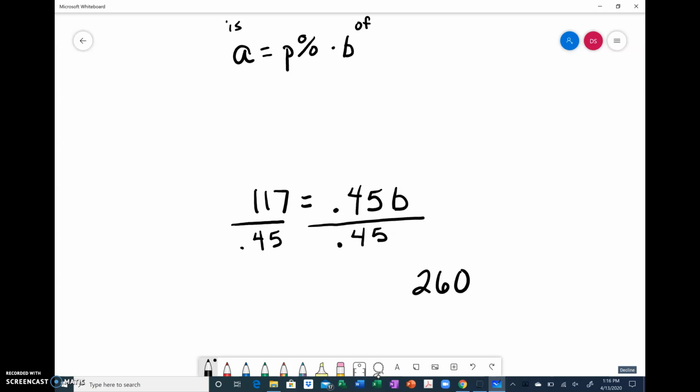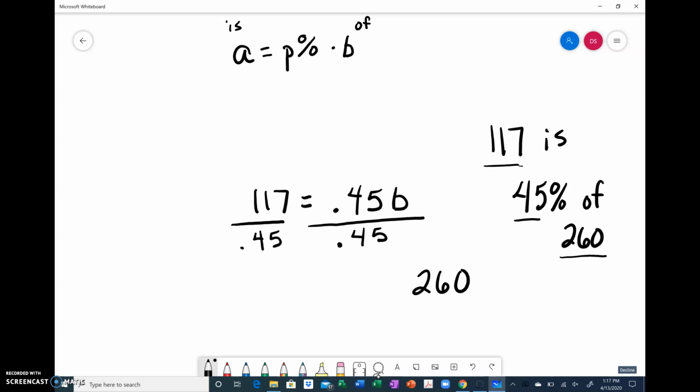Let me say a note here, because I have a minute or two, about making sure that your answer makes sense. Let's go back and look at the question in example 3. It says the number 117 is 45% of, and I just solved that the answer should be 260. So I'm going to ask myself, does this make sense? Is it possible that 117 could be 45% of 260?